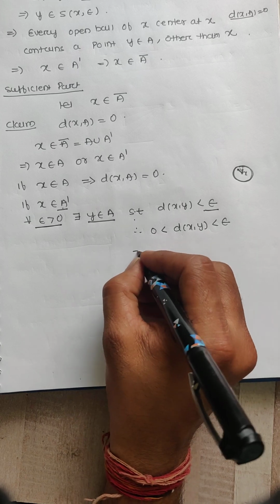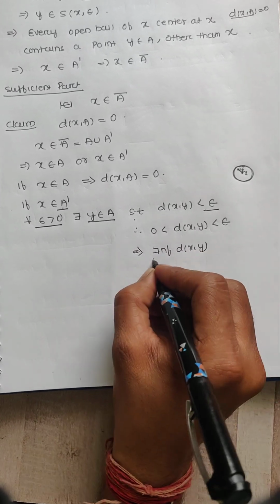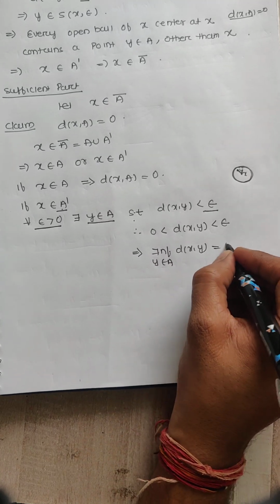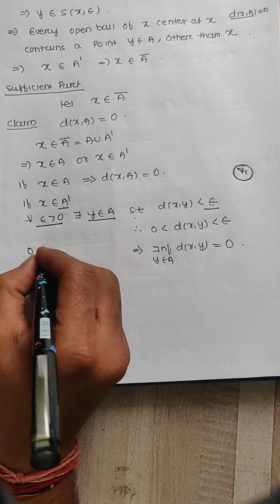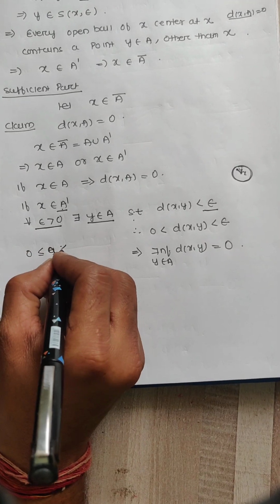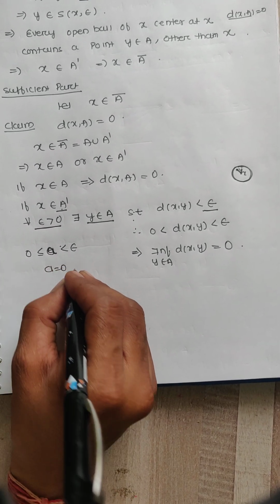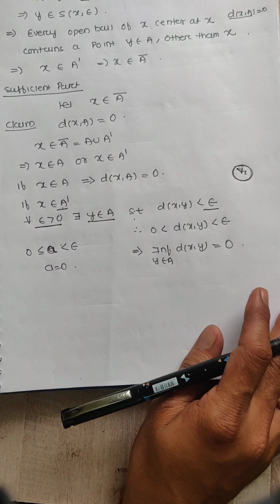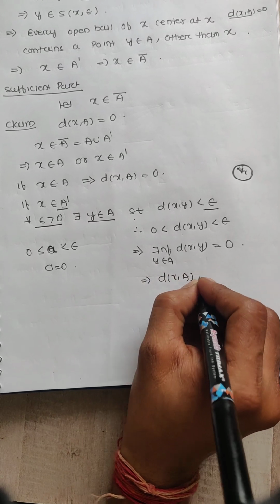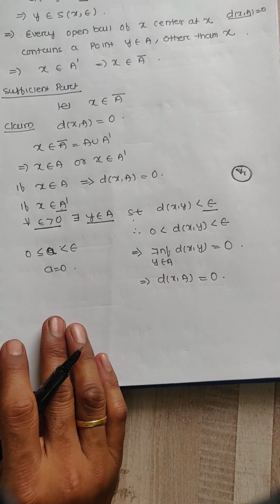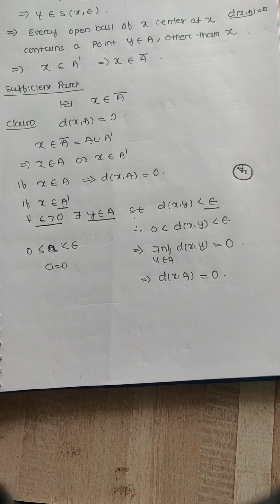So taking infimum on both sides, the infimum over the distance between x and y, y belongs to A, is automatically 0, because there is a result in real analysis: if this is true for every epsilon, then the value is equal to 0. So the infimum of the distance between x and y is 0. So the distance between x comma A is equal to 0. So we have shown that the distance between x comma A is 0 if and only if x belongs to A closure.